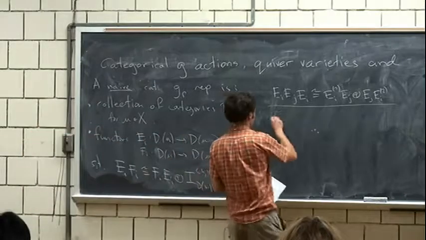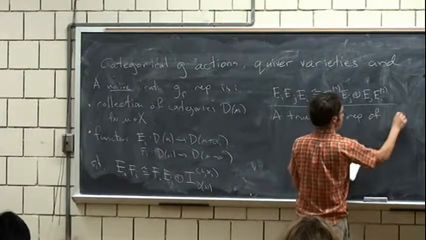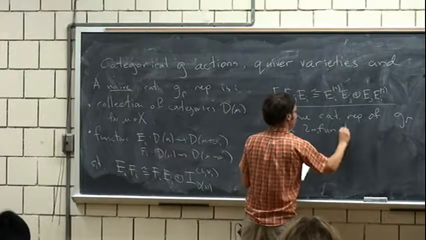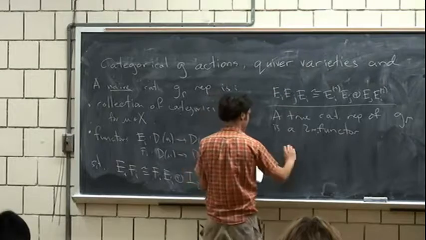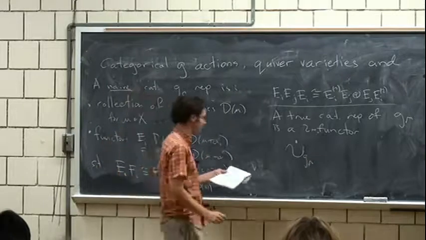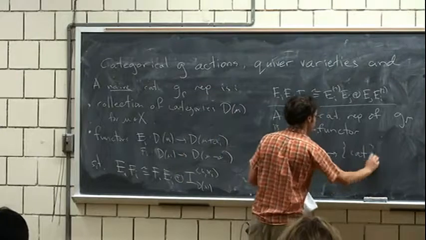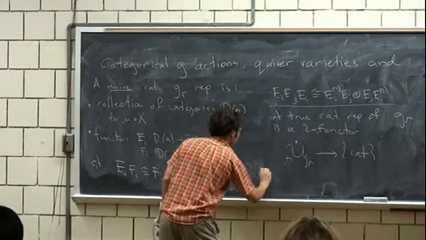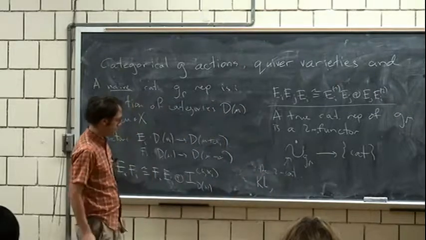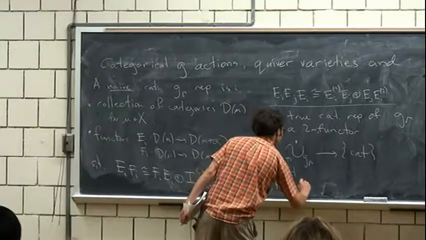So a true categorical representation of gamma is a two-functor from this two-category, U dot G gamma, to the two-category of all categories. I have no idea if I'm using the right notation. So this is the two-category defined by Khovanov-Lauda. Or possibly one might use the very similar two-category defined by Rouquier.